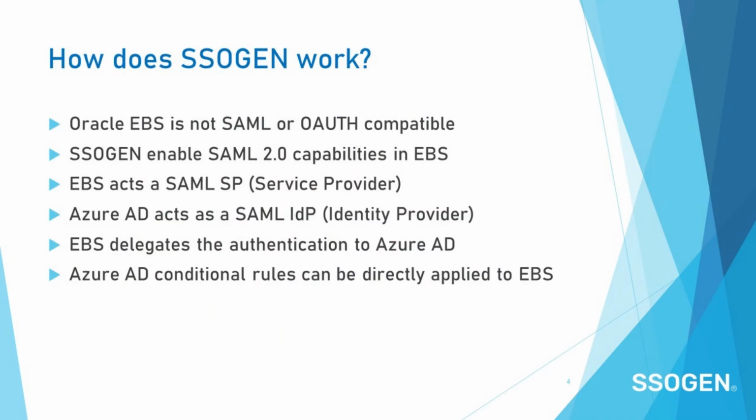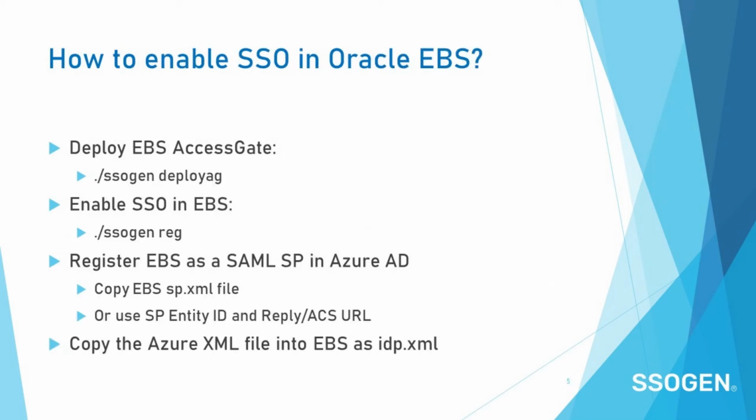So how does SSOGEN work with Azure AD? Well, it adds SAML and OpenID capabilities to Oracle EBS to authenticate any SAML identity provider, such as Azure AD, Okta, OneLogin, Shibboleth, On-Premise AD, ADFS, Ping, Duo, etc. Also, non-SAML SSO solutions such as CA SiteMinder and IBM Tivoli Access Manager can be integrated with EBS.